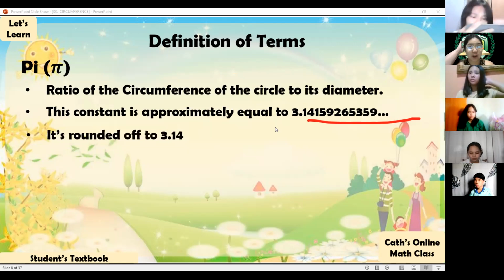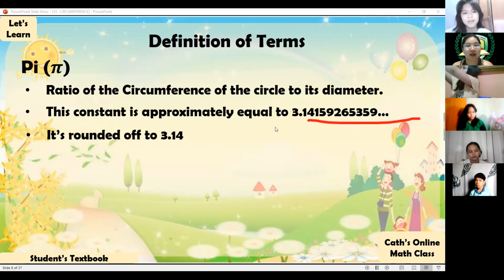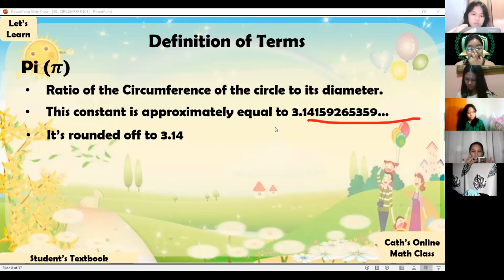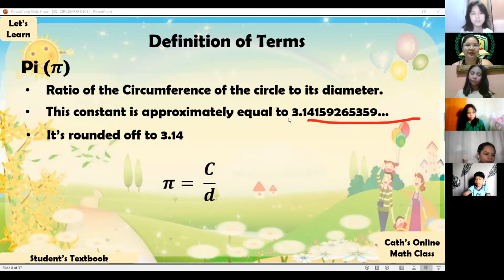Okay, kaya kung titingnan ninyo, yung circumference ng inyong circle ay 3 beses ng daliri ninyo plus may kaunti. Okay, and that is 3.14. So, sobrang constant siya kahit iba-iba pa yung mga circle ninyo. Laging 3 beses siya ng diameter at 0.14. Do you understand? Yes! Hindi masyado. Kaya ang formula ng pi ay circumference divided by the diameter.